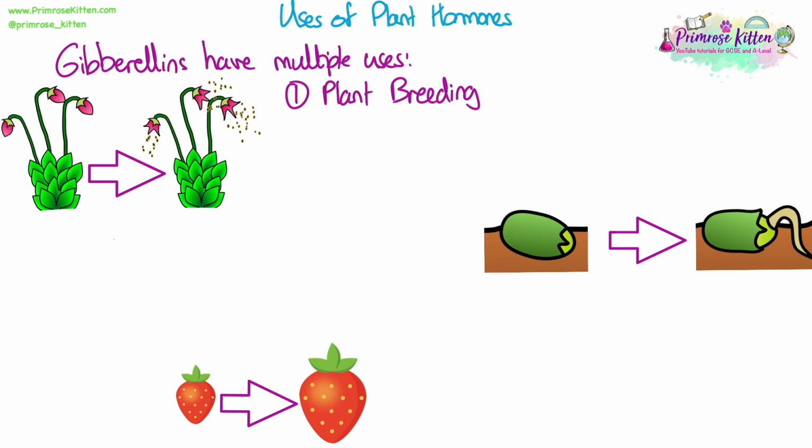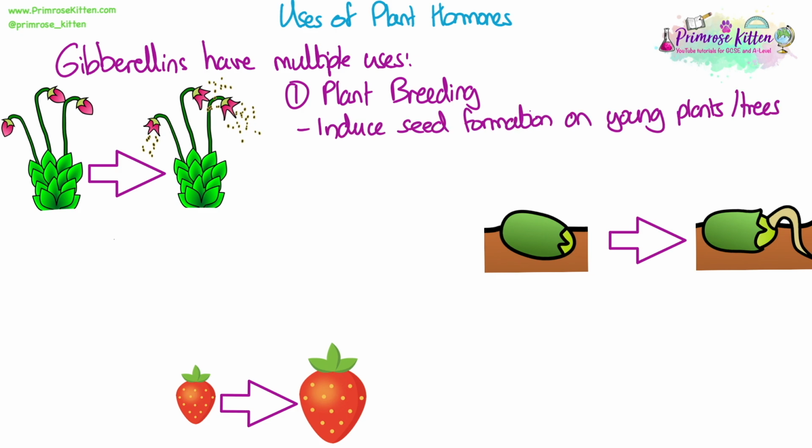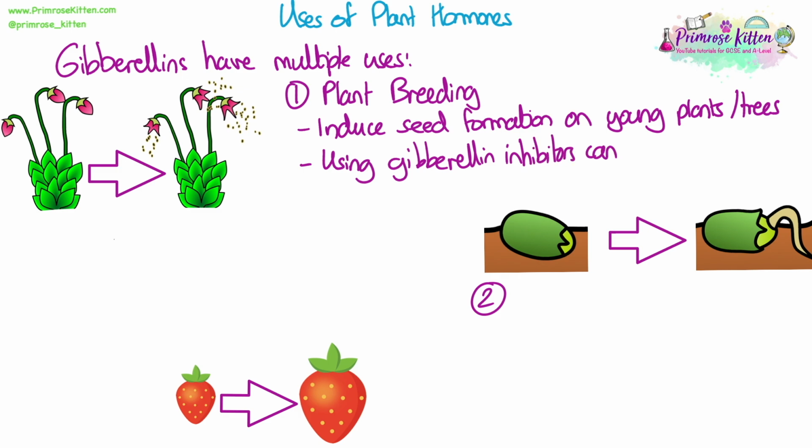Gibberellins also have multiple uses. The first one is in plant breeding. So it can be used to induce seed formation on young plants or trees. So often seed production happens and then seed is collected for the next year. And maybe if you've got a young plant that isn't ready or wouldn't normally be ready to produce seed at a certain time, but you need it to seed in order to produce that and collect it for next year or to be sold, then you can induce that using gibberellins.